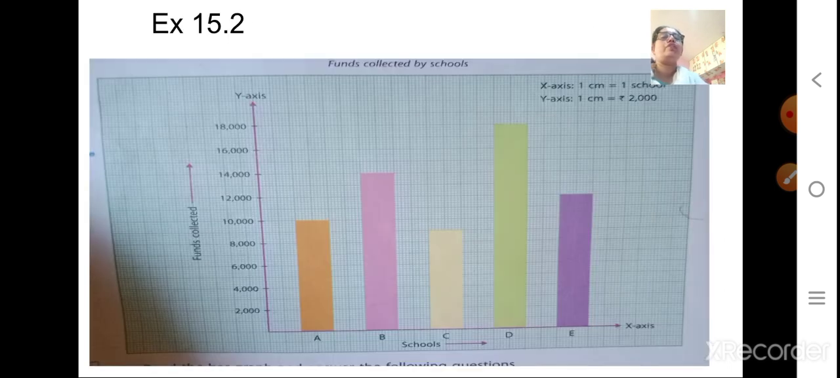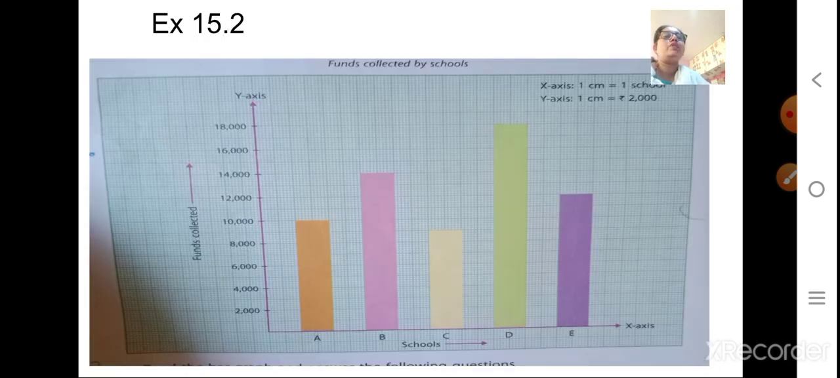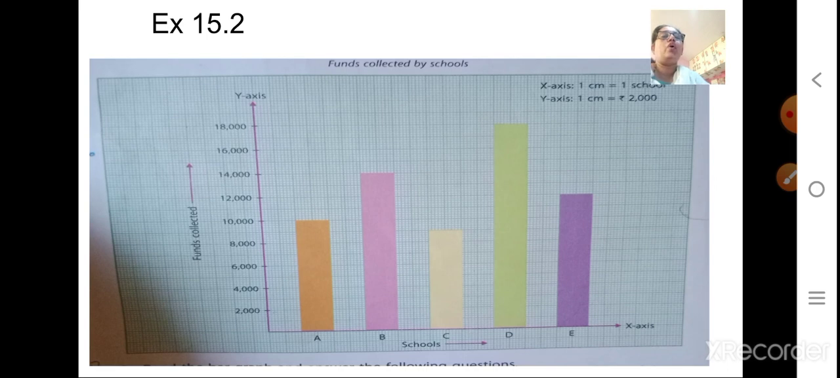Just see this. Which school collected? School D collected the maximum fund, and it collected 18,000. Which school collected rupees 12,000? It is school E. What was the total amount collected? We will just have to add the total of all the schools.